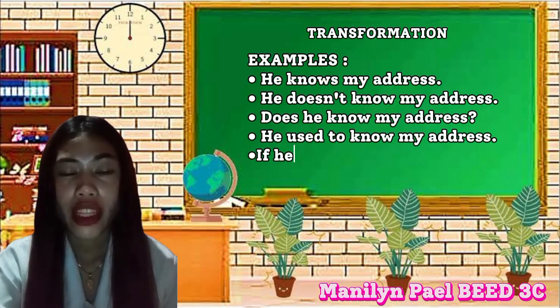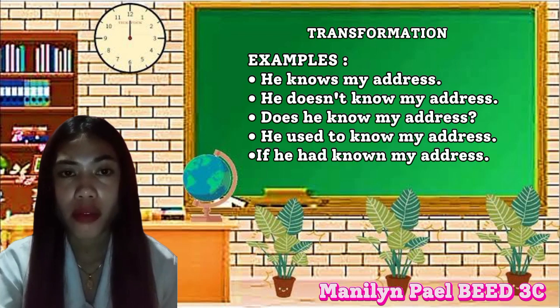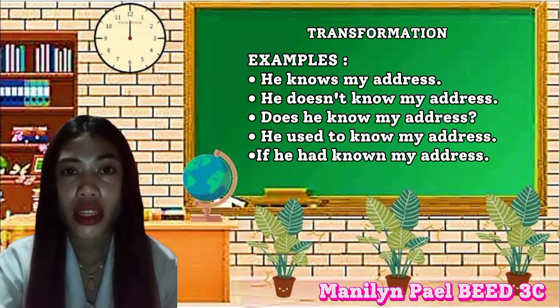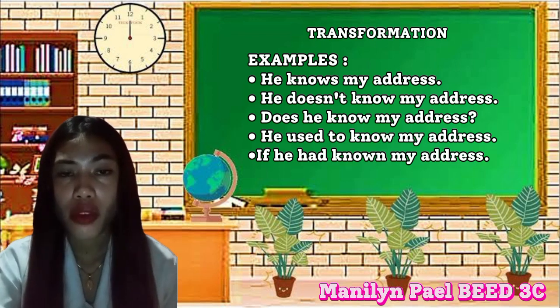Examples: Teacher, he knows my address. Student, he doesn't know my address. Teacher, does he know my address? Student, he used to know my address.